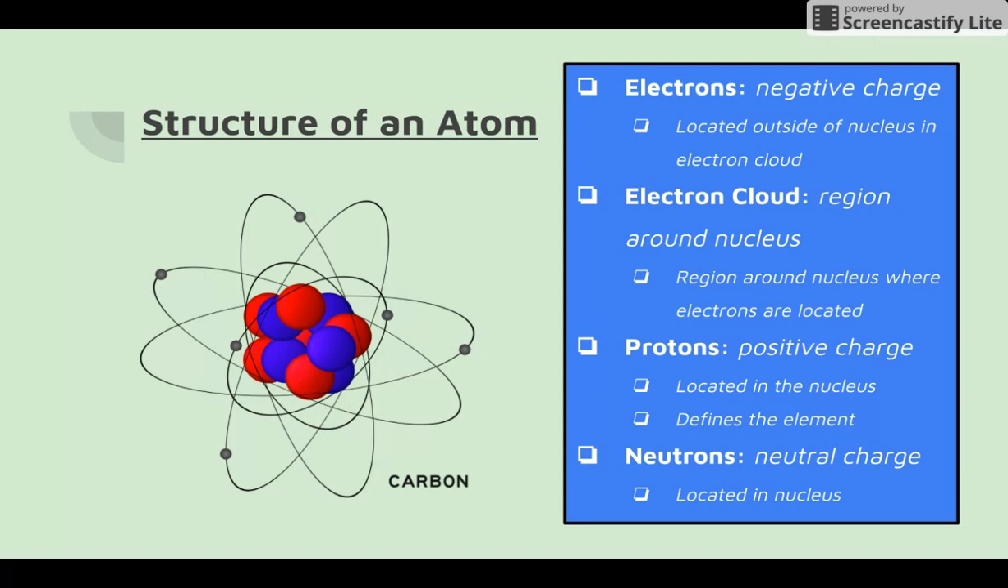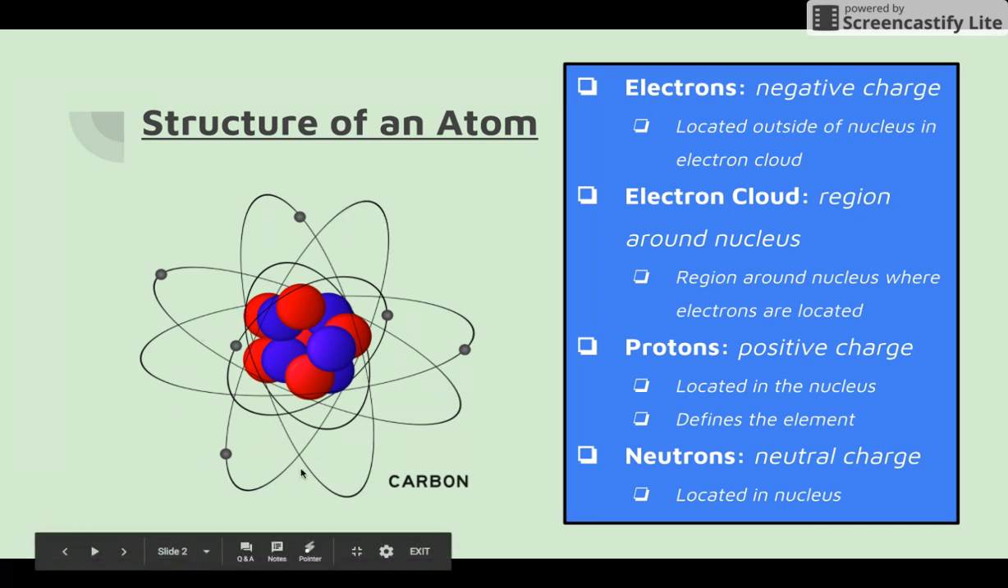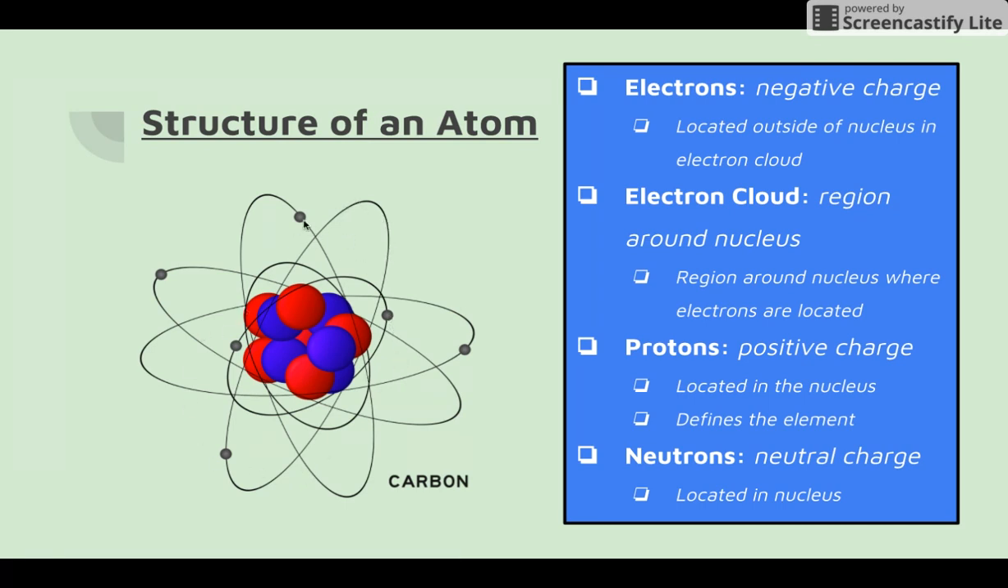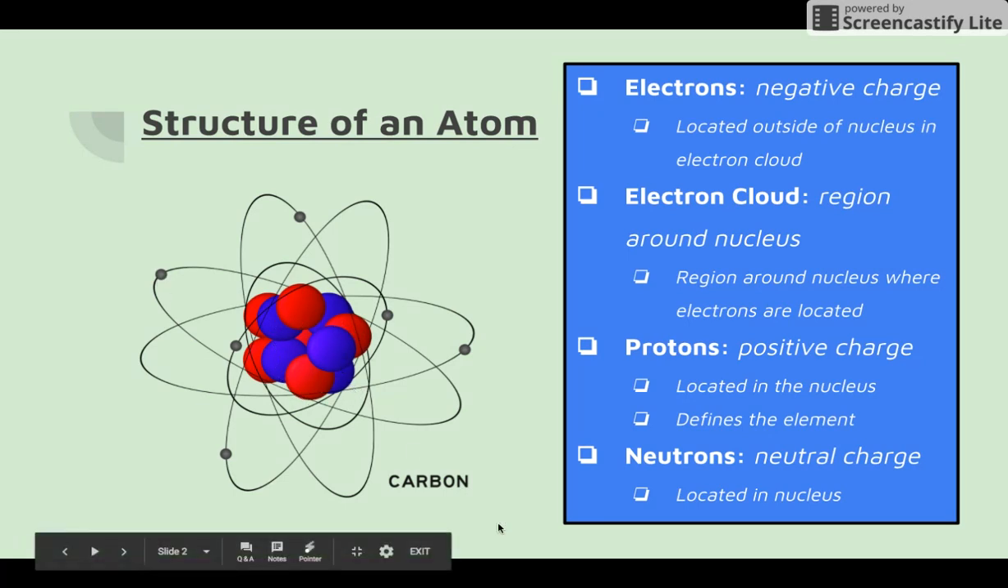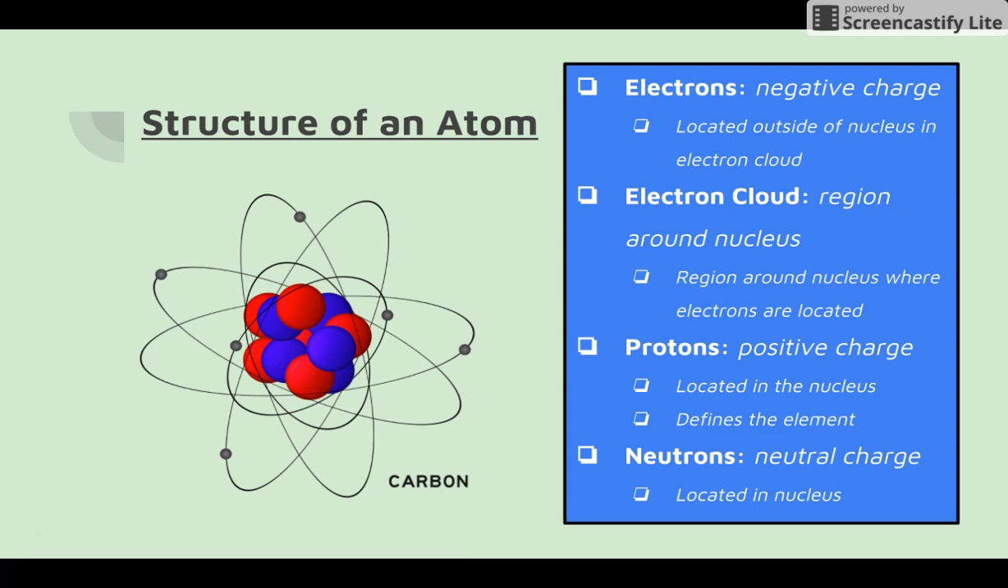If we look here at the structure of an atom, this is a picture that you will see a lot of times when they talk about an atom. You see that there are these swirly lines on the outside, and then there are these tiny little dots, and then there are these balls in the center. Every atom has that basic structure. Now, there are different components to an atom.